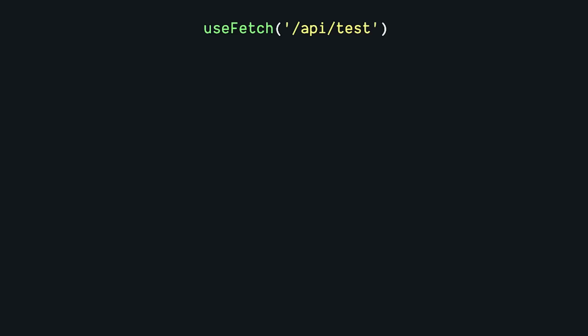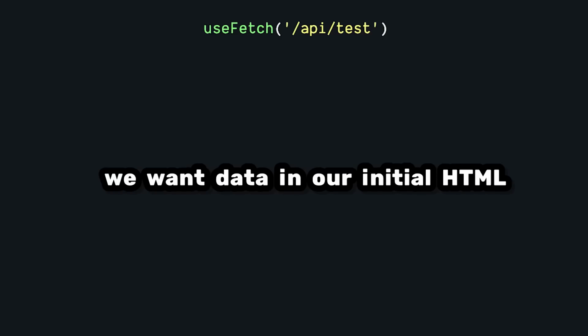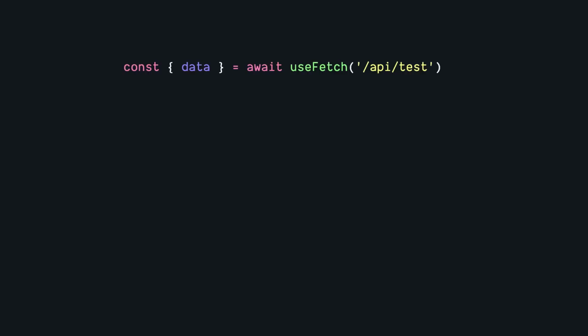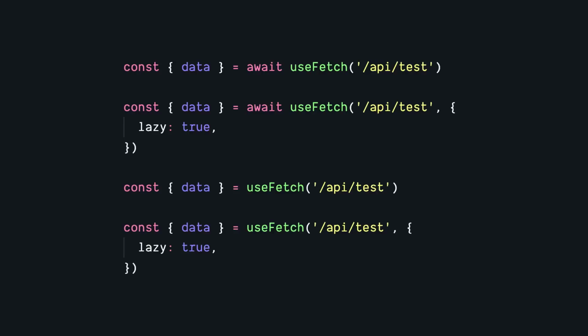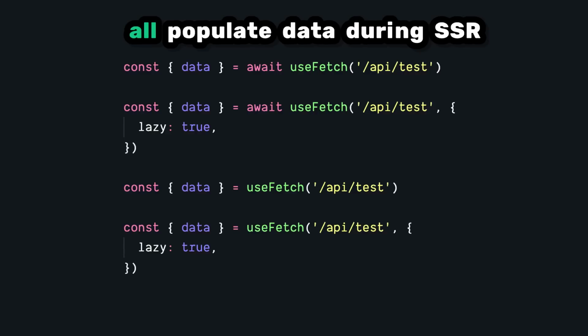Let's say we're using useFetch to load data for a page. This data is important for SEO, so we want it on the initial load during SSR. Would we just want to say await useFetch, await useFetch with lazy equals true, or these two options but without the awaits? I hate to do it to you, but it's a trick question, and all four of these will work to get that data inside of our initial HTML.